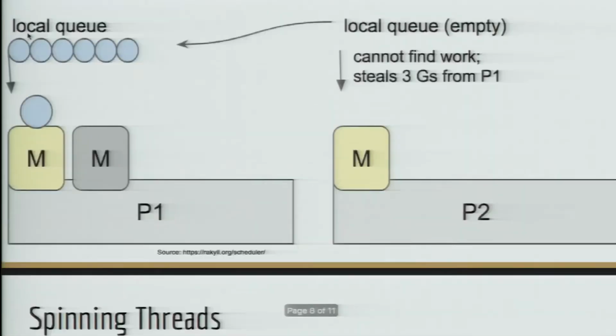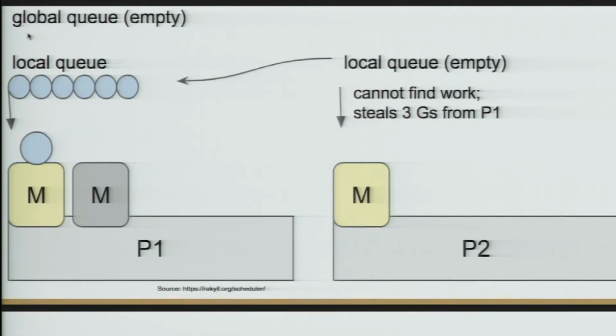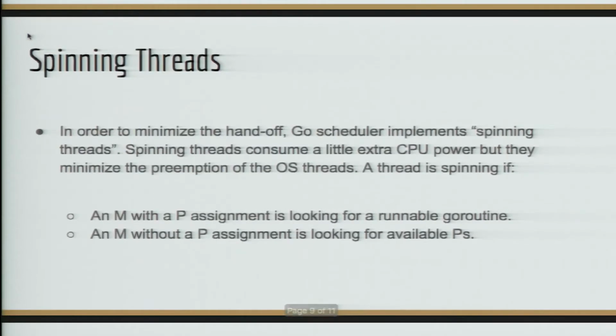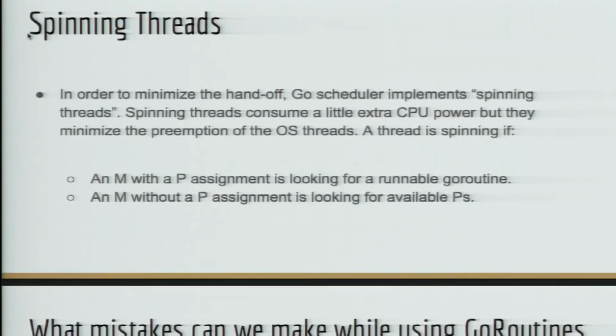For the optimization of preemption, they use spinning threads, which have two conditions: OS threads with a processor assignment waiting for runnable Go routines, and OS threads without a processor assignment looking for available Ps.